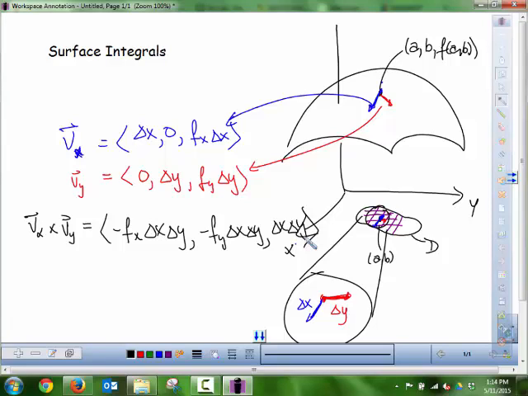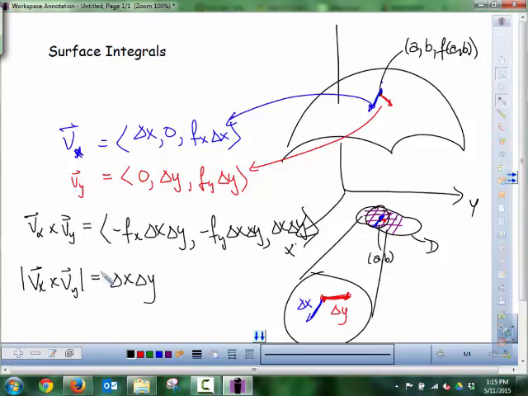So this is going to give us a direction, and if we take the magnitude of this, we could take out the negative. We could take out a delta x delta y scalar. And since they're distances, we don't need the absolute value around them because they're going to be positive anyways. And then we just need the magnitude of the vector negative f_x, negative f_y, and positive 1.